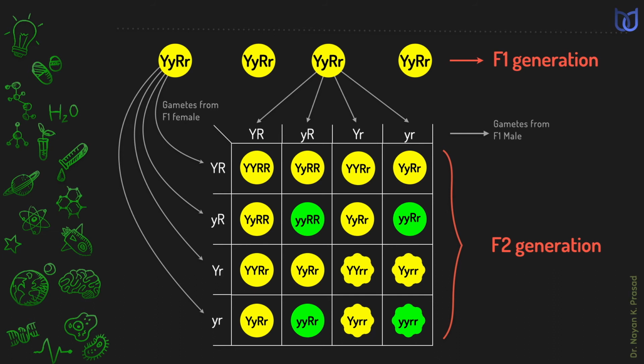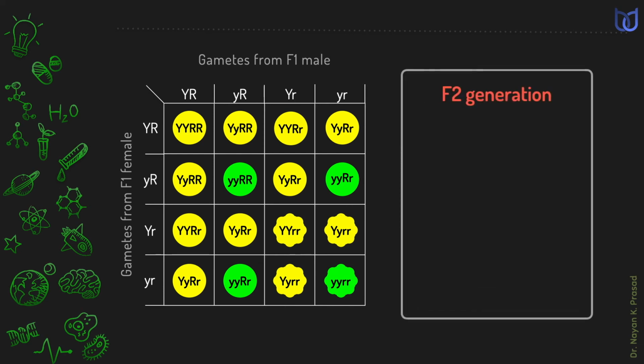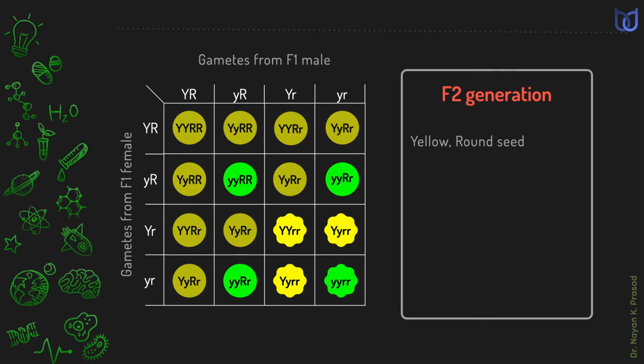Now let us discuss the characters of these different resultants. In F2 generation, let us find out the individuals with yellow and round seeds. Since both of these are dominant characters, individuals with this character must have at least a capital Y and a capital R. In the chart, these are the individuals with yellow and round seeds. When we count them, these are 9 in number.